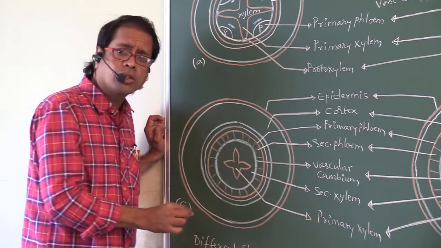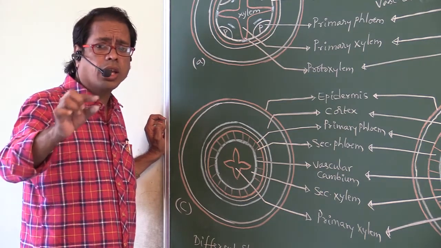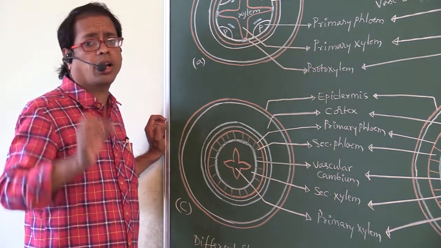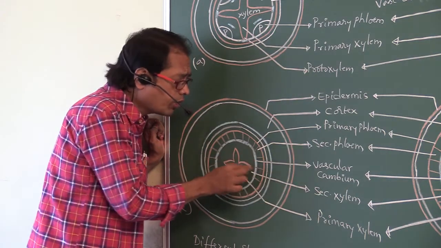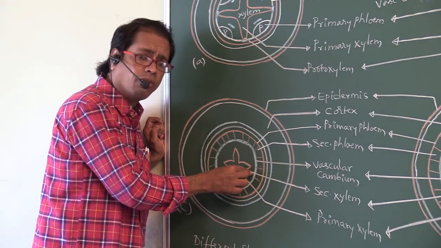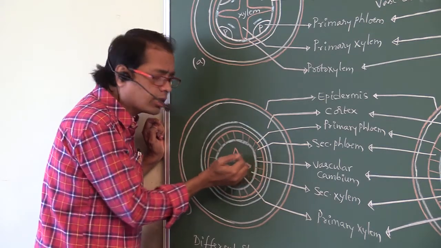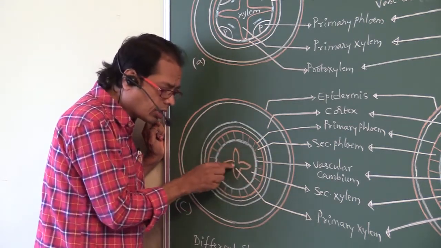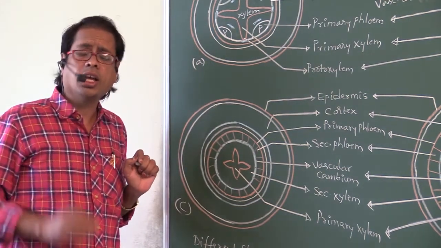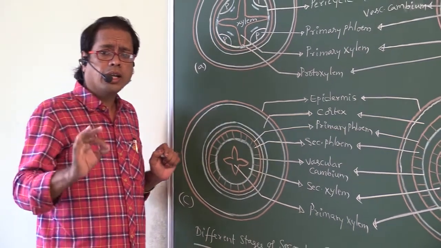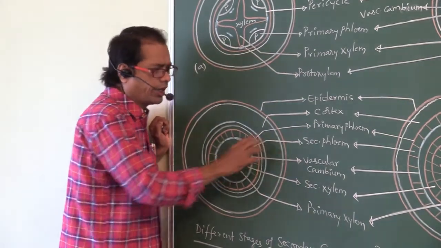Why? Because vascular cambium is less active towards the outer side. That's why it produces less secondary phloem. Vascular cambium produces more secondary xylem towards the inner side. Why? Because vascular cambium is more active towards the inner side. Later on, as secondary xylem is produced more and more, the primary xylem gets crushed. Right. So, next diagram.